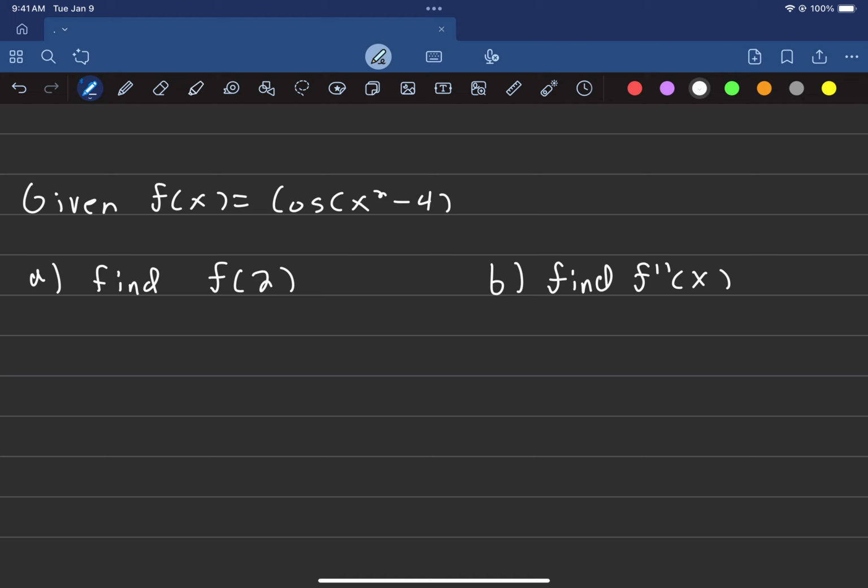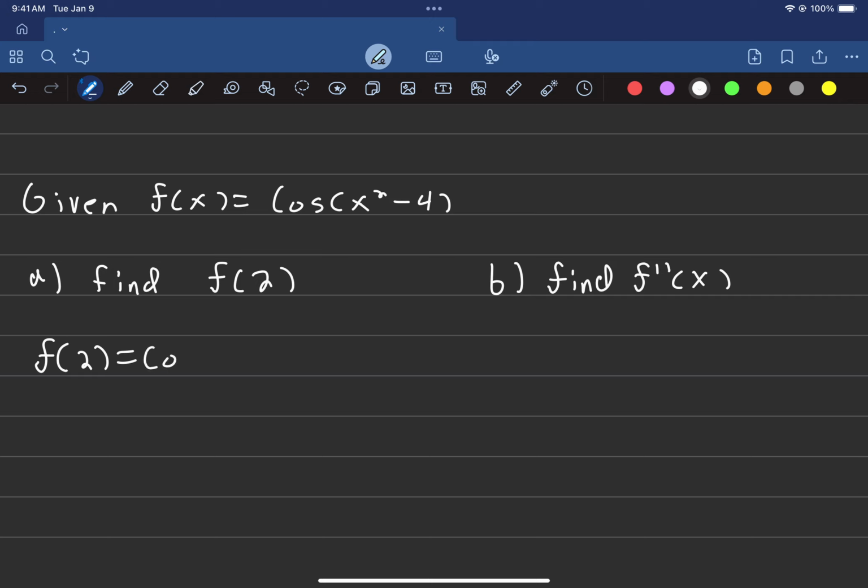Hello. Let's solve this function that involves us evaluating a function and then finding its second derivative. First, we are given the function f of x, which is equal to cosine of x squared minus 4. Let's solve a. A asks us to find f of 2. So let's plug 2 into that function.